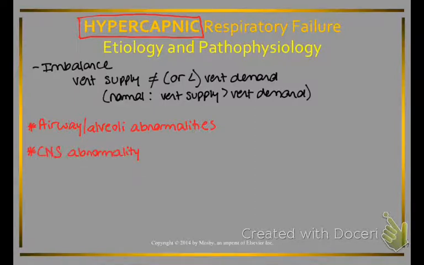What about any CNS abnormalities? Overdose, right? Your head trauma patients. What happens to their respiratory rate when you overdose or get head trauma? What does it do? Plummets, right? So if your respiratory rate goes down, are you blowing off CO2? No. These are your brain injuries, your spinal cord injuries sometimes can have this issue.